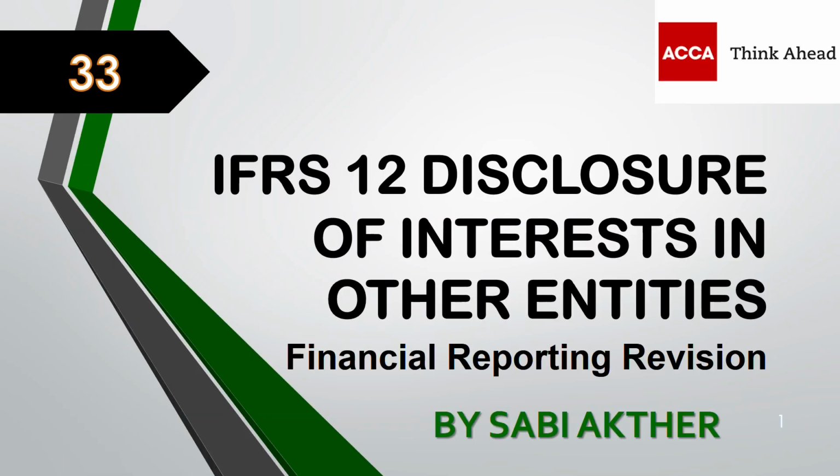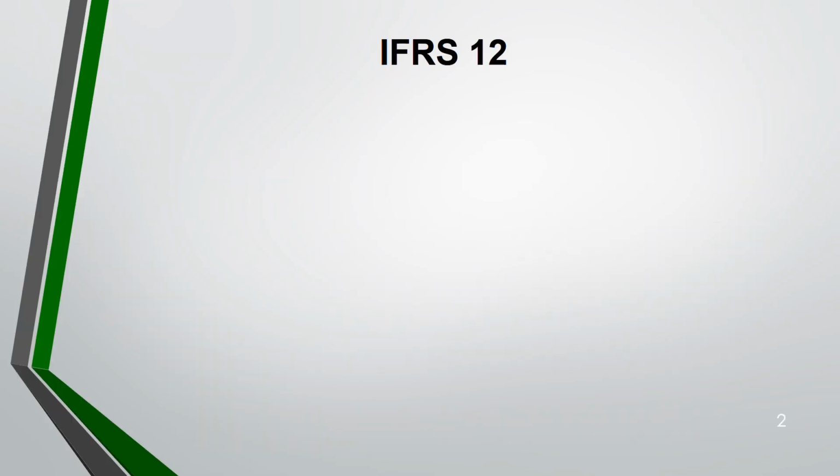Welcome to video 33, IFRS 12, Disclosure of Interests in Other Entities. Again, a standard for group accounting, and this is the last standard for group accounting, because there are so many standards which go into group accounting. For example, IAS 28, IFRS 11, IFRS 12, IFRS 3, IFRS 10.